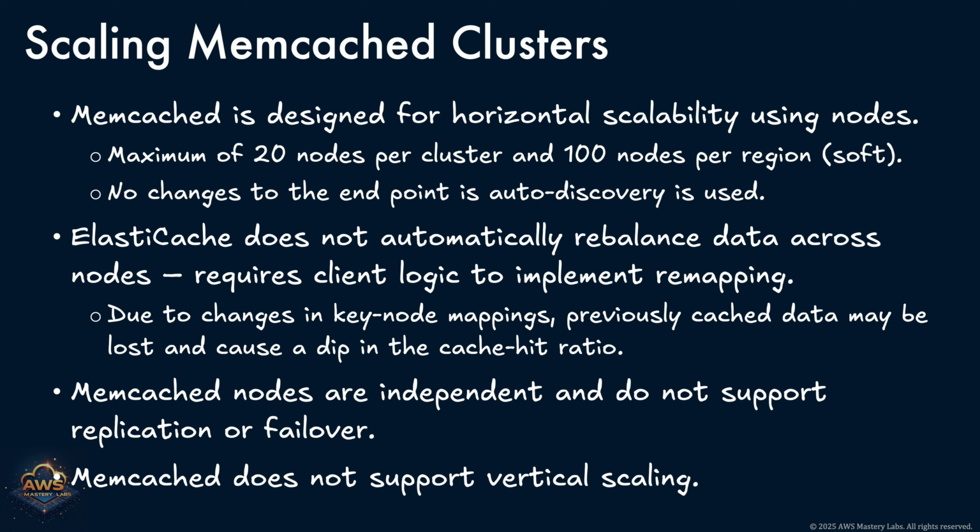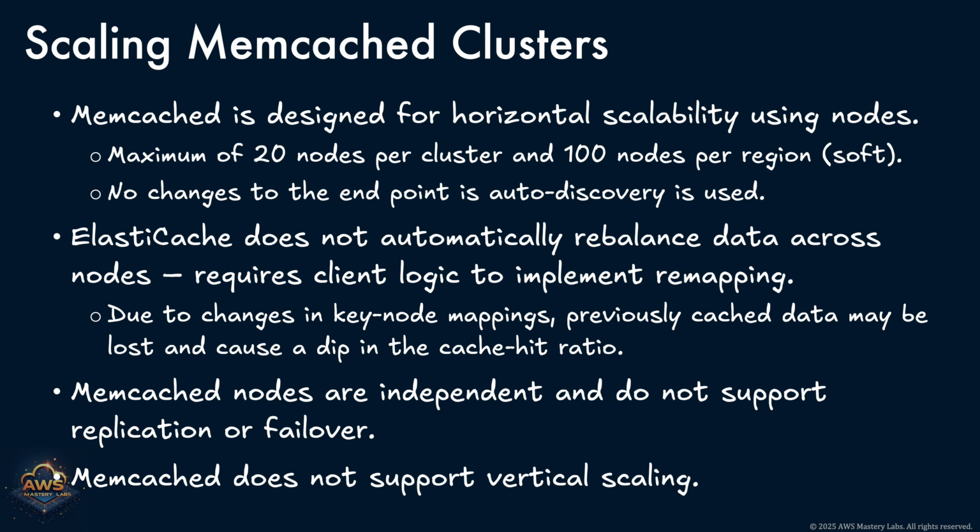Scaling ElastiCache for Memcached is a straightforward yet powerful mechanism thanks to its stateless, distributed nature. Memcached supports horizontal scaling, which means that capacity and throughput can be increased simply by adding more nodes to the cluster. Each node operates independently. There's no coordination or shared state between them, which makes it ideal for use cases where speed and simplicity are paramount. It's important to note that Memcached does not support replication or failover. Each node is a standalone cache server. If a node fails or is terminated, its data is lost. Applications relying on Memcached must be designed to repopulate the cache quickly and gracefully.